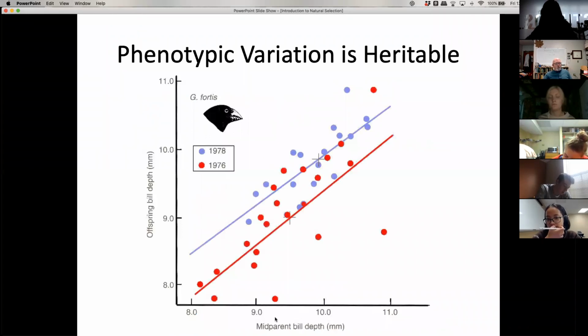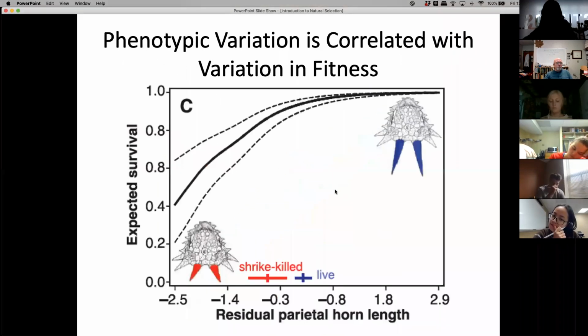But if we look at the depth of the beaks of Darwin's finches, we see that there's variation in the parent bill depth and there's variation in offspring bill depth. And this is 2 different time periods, 1976 and 1978. We'll talk about this time period in more detail. This basically represents a population that is pre a selective event and post-selection, and you can see that beak size is changing over time in this figure.